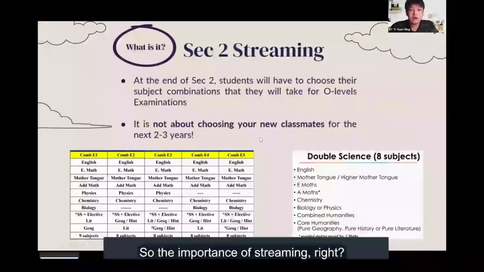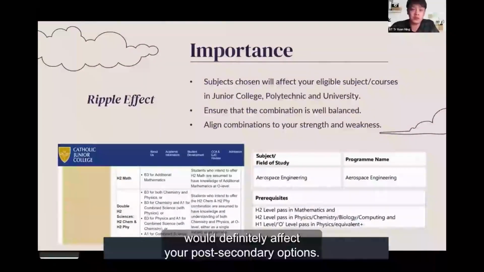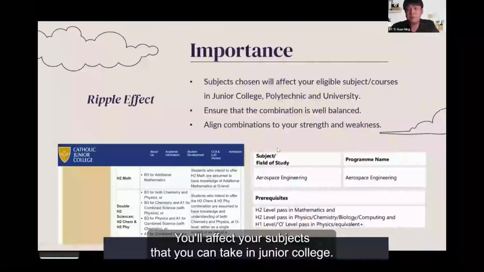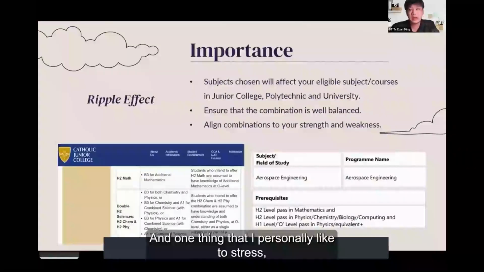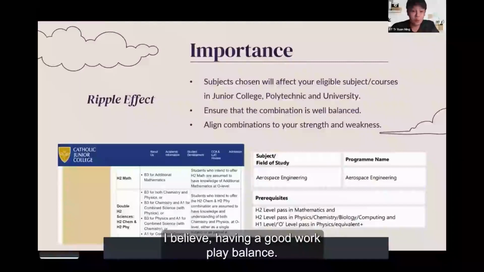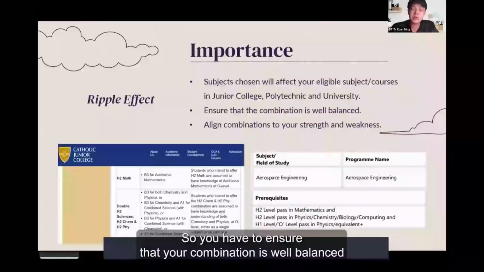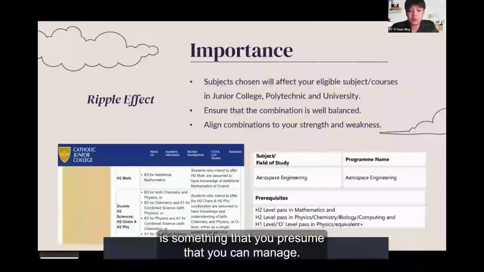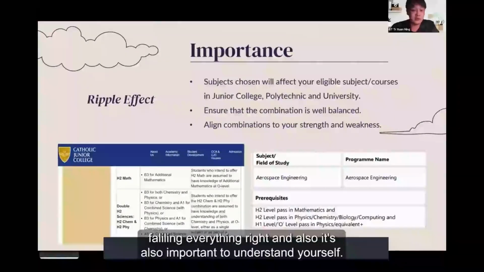Next, the importance of streaming. Quite clearly, your subjects chosen will definitely affect your post-secondary options. It will affect the subjects that you can take in junior college. It will affect your courses in polytechnic and university as well. One thing that I personally like to stress is that having a good study-play balance for students is very important. So you have to ensure that the combination is well-balanced and something that you presume you can manage. There's no point trying to stuff yourself with everything and then afterwards failing everything.